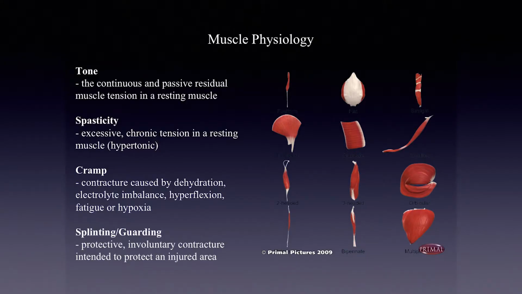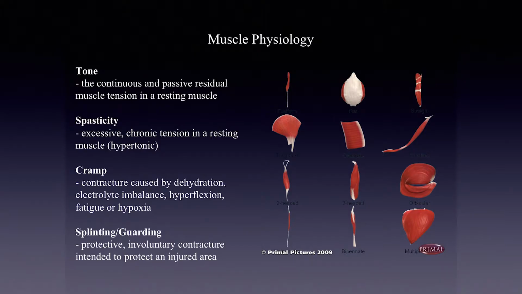Spasticity, excessive chronic tension or this hypertonic state, okay? And I want to distinguish spasticity, because we use that term to describe what we palpate, what we feel in a muscle, versus a cramp. The patient goes, oh, I'm cramping. And the cramp is what the person is feeling. They're like, oh, that muscle is locking down. Usually caused by dehydration, electrolyte imbalance, hyperflexion, holding it too long or too intensely, fatigue, or hypoxia.